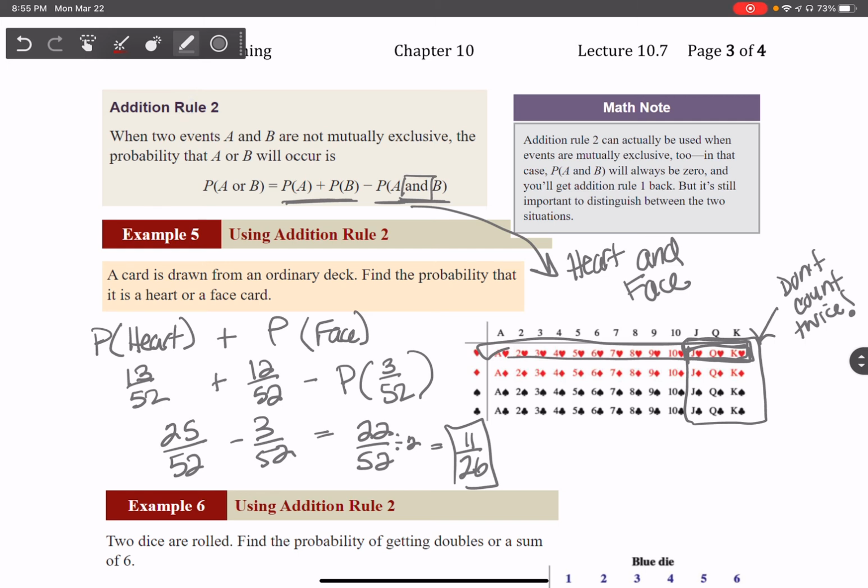We had to find the probability of our hearts, probability of the face cards, okay, 13 total hearts, 12 total face cards, but then we cannot count them both at the same time. We don't want to double count them is what I'm trying to say. We counted these as hearts and then we counted them as face cards, so we had to take them back out again. And that's why we subtracted here.